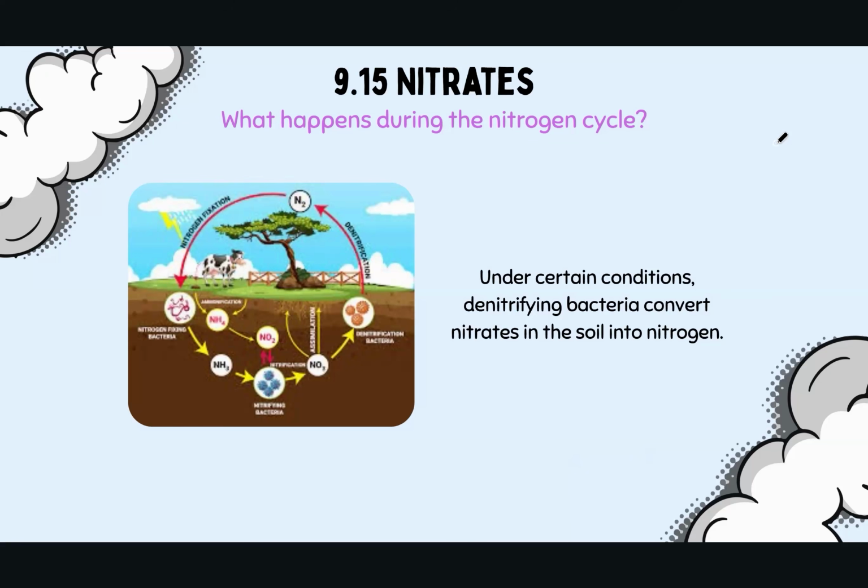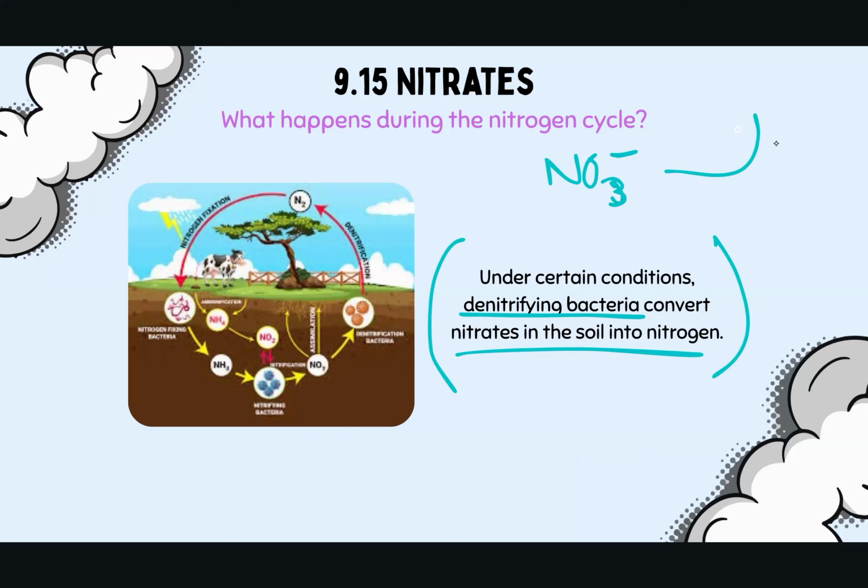So what happens during the nitrogen cycle? Under certain conditions, the nitrifying bacteria convert nitrates in the soil into nitrogen. So this is the bad one. This one takes nitrates in the soil, and the plant wants to use those nitrates to make proteins, but the nitrifying bacteria converts it back into nitrogen.